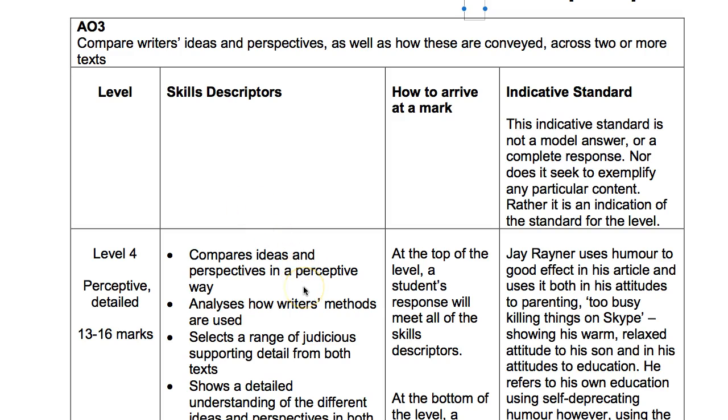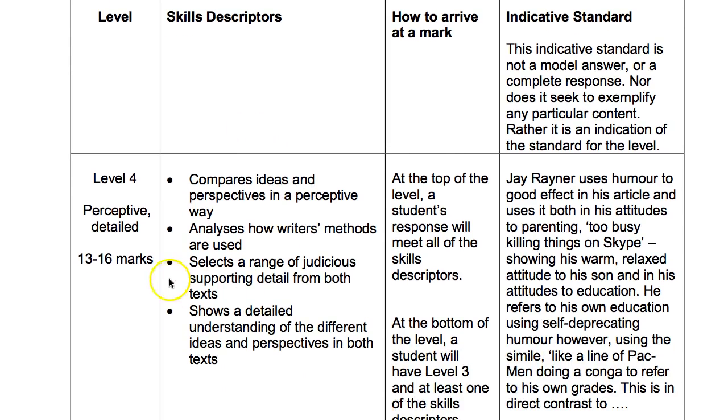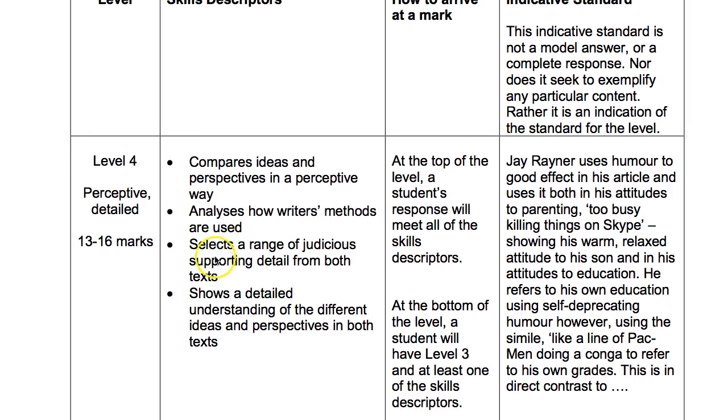Okay, well, let's now look at the skills that the examiner's after. So at the top of the level, they want you to compare ideas and perspectives, in other words, their points of view. Then they want you to analyse, and the analysis has to be about the methods. So you're going to name those rhetorical devices. Then you have to select a range of quotations. That's what supporting detail means.